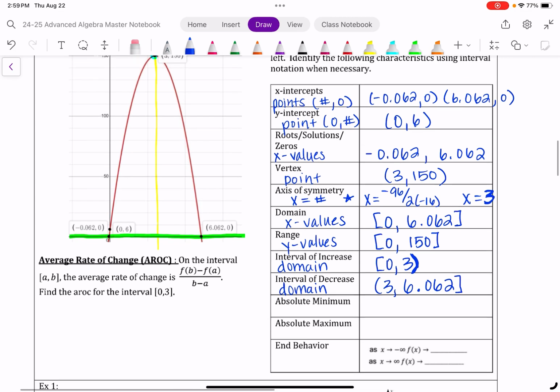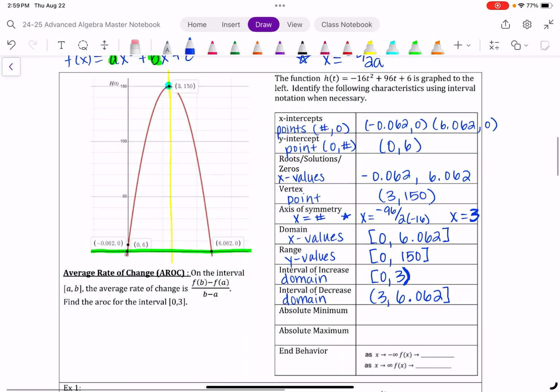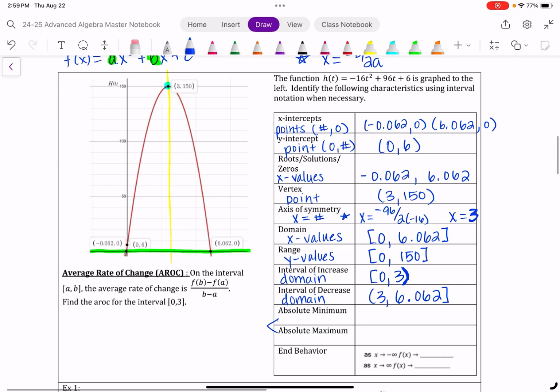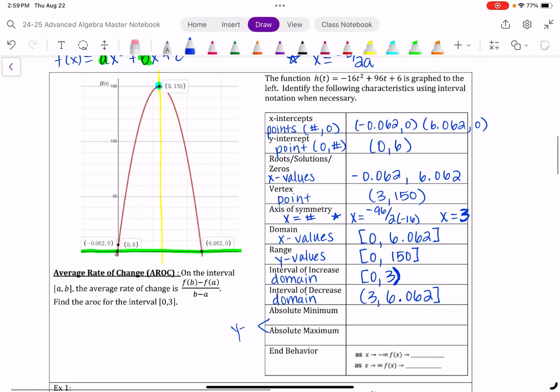The absolute max or the absolute min. This is going to be the y value of your vertex. It will either be one or the other, not both. So do we have a high point on the graph or a low point on the graph? We have a high point, so our absolute maximum is 150. We do not have one for an absolute minimum.